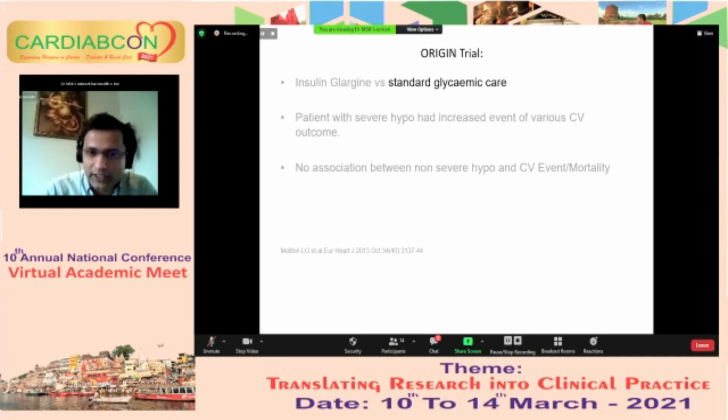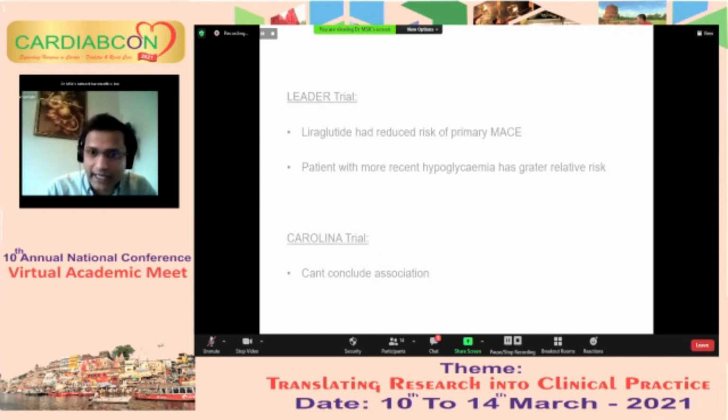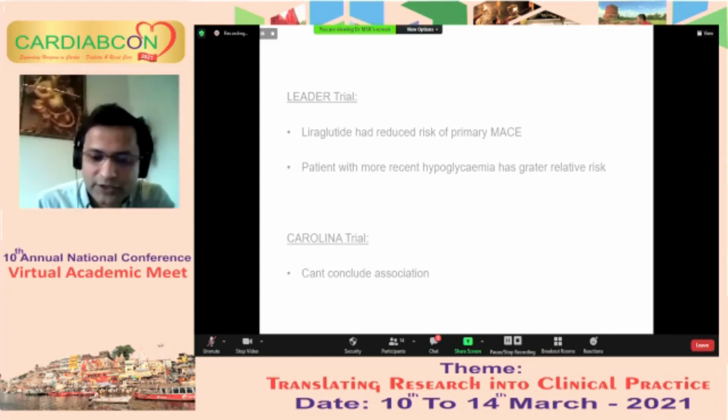So what we are learning, what is evident so far, is that a causal relationship between hypoglycemia and mortality, or hypoglycemia and death, is difficult to establish, but we do see a constant association from the epidemiological studies as well as from observational studies and cardiovascular trials. The LEADER trial was the first where they used liraglutide, a GLP-1 agonist, to reduce the risk of primary MACE events. They saw a reduction in cardiovascular events with liraglutide.